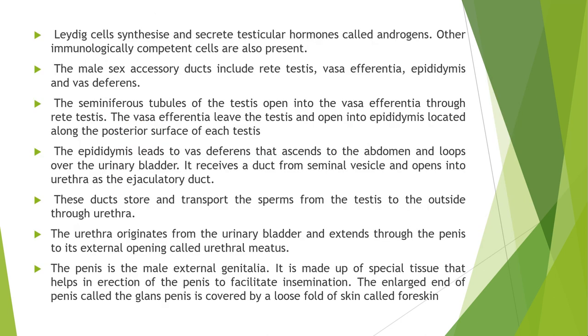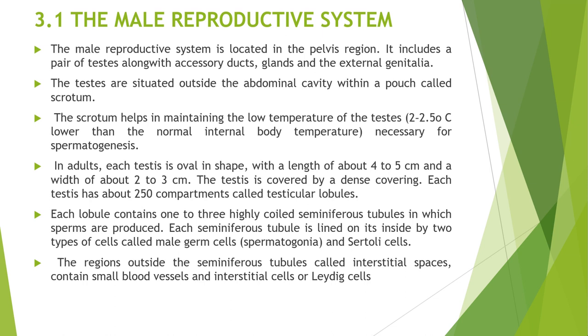So that is about the first, the primary sex organ, that is the testes, then the secondary sex organs, the accessory ducts, then the male accessory glands, and the external genitalia. This is the male reproductive system in humans.